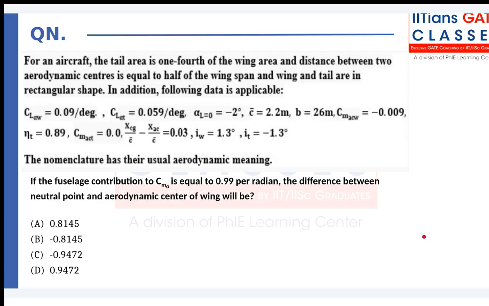If the fuselage contribution to Cm alpha is equal to 0.99 per radians, the difference between neutral point and aerodynamic center of the wing will be? In the first question from GATE 2012, we had solved something similar. Here there is one additional term. Try solving it using the same method as the GATE 2012 question, and then we'll do it together.